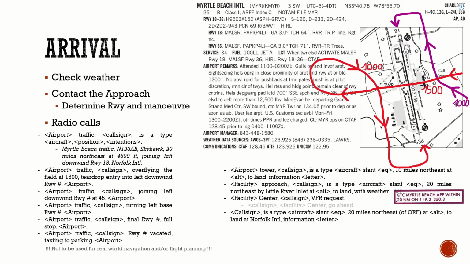However, if you don't have flight following, then you call them within those 20 nautical miles, and you tell them: Jacksonville Center, in this case, November 123 Alpha Bravo, type Cessna Skyhawk, slant Alpha, 20 miles northeast by Little River Inlet at 4,500, to land, with weather, or if they have ATIS, information Delta or whatever they have. And from there on, you just follow the instructions that they give you.